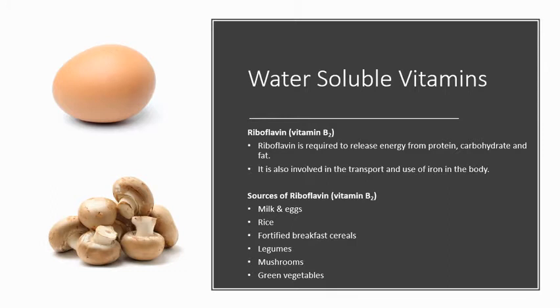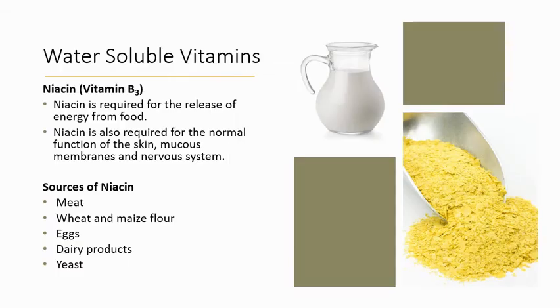Riboflavin is another B vitamin, and it's required to release energy from proteins, carbohydrates, and fats. It's also used to transport iron in the body. So, it's an important one for women especially. And you can see what kinds of foods you can find riboflavin in. Deficiency of riboflavin is characterized by dryness and cracking of the skin around the mouth and nose, and actually a painful tongue that can be red and dry.